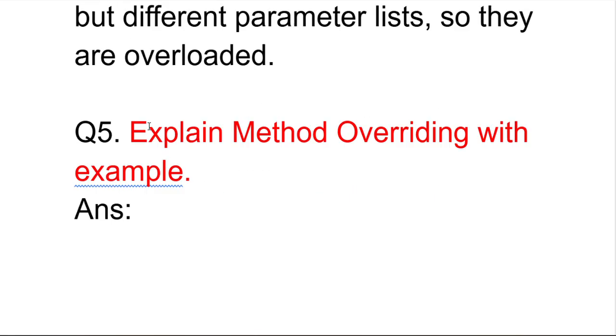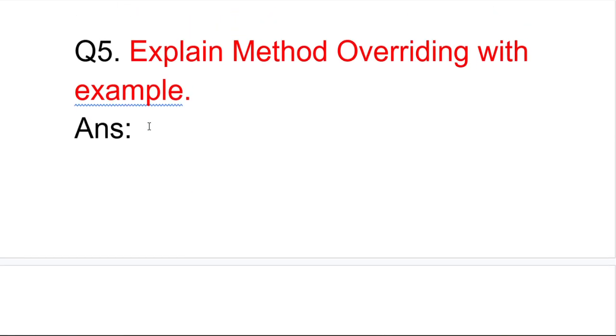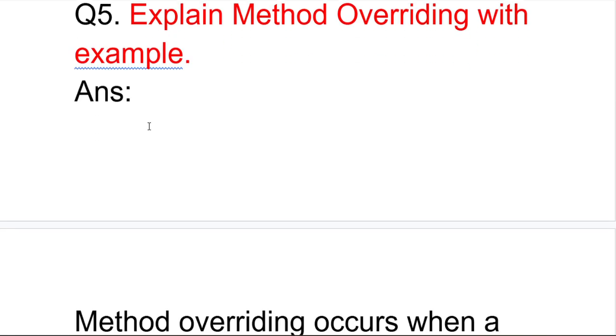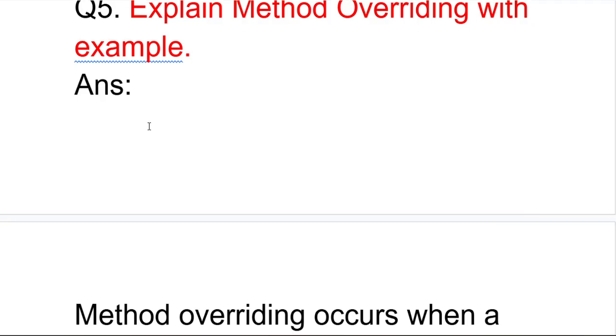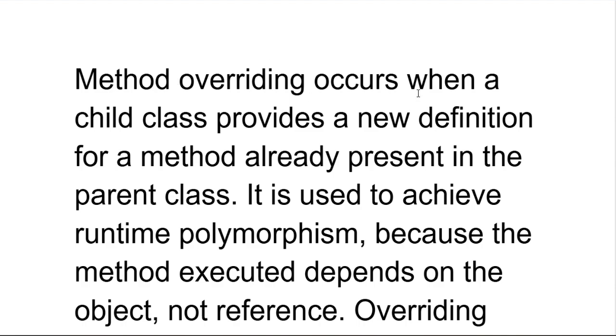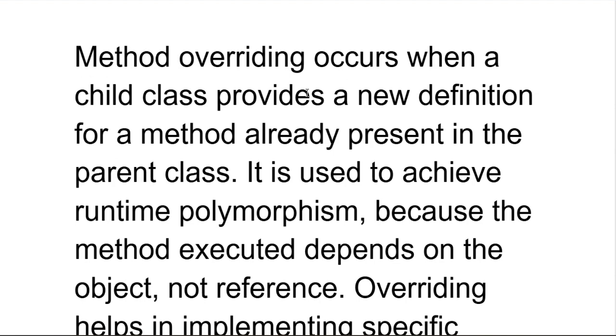Okay, easy. Next question, explain method overriding with an example. As we learned before, method overriding is runtime polymorphism. You have to remember this. Method overriding occurs when a child class provides a new definition for a method already present inside the parent class.